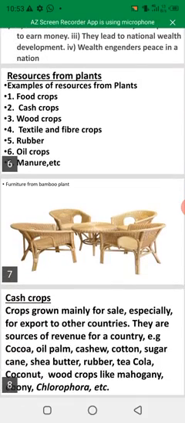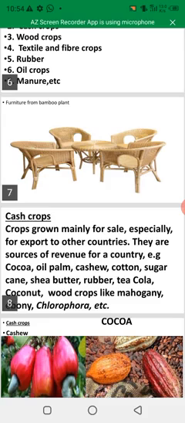So what are the resources now from plants? Resources from plants first, then we go to resources from animals. So resources from plants. Examples are food crops, cash crops, wood crops, textile and fiber crops, rubber, oil crops, manures. These are the resources from plants. We will now take them one by one.